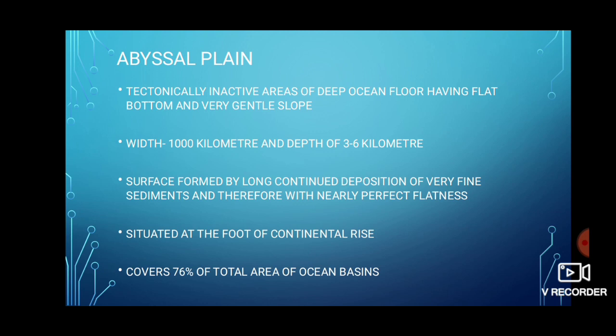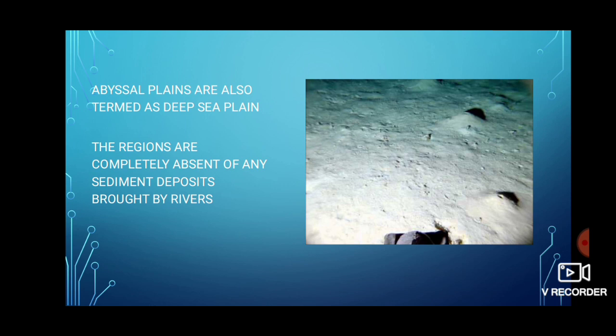What is an abyssal plain? Abyssal plains are tectonically inactive areas of deep ocean floor having a flat bottom and very gentle slope. They are generally about 1000 km wide and situated at a depth of 3 to 6 km. Abyssal plains are surfaces formed by long continued deposition of very fine sediments, and therefore they have a nearly perfect flatness.